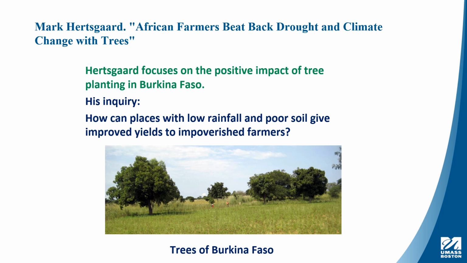So now I'm going to switch to Mark Hertzgard's book. It's a book on climate change, and this is a chapter on farming in a country in Africa that's called Burkina Faso. Burkina Faso is in a semi-arid climate zone called the Sahel, which is bounded on the north by the Sahara Desert. The Sahara is the largest desert in the world, and it encompasses about a third of the African continent.